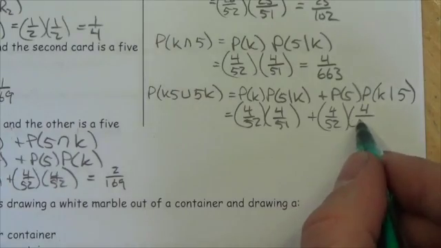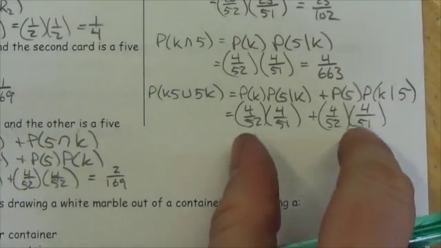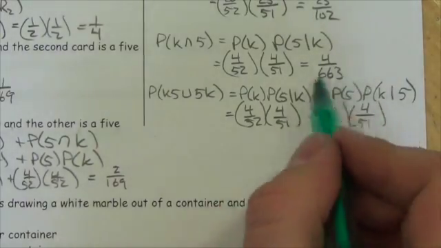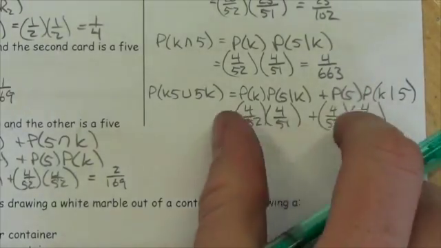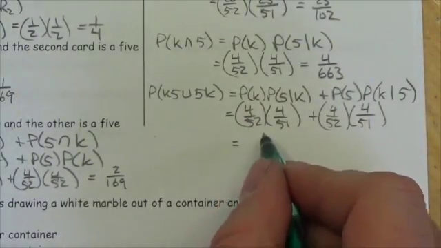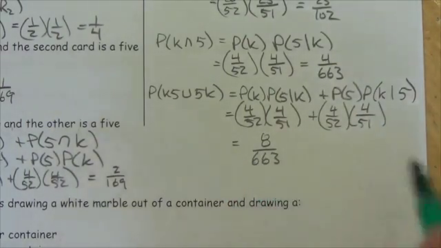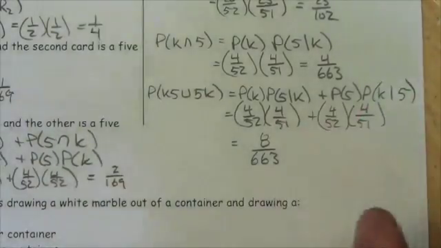But because I took a card out, there's only 51 remaining. And notice that those are exactly the same. And these are exactly the same as what we just did up here. So now there's just 2 of them. And so the answer here is going to be 8, double that, out of 663. That's the probability without replacement.